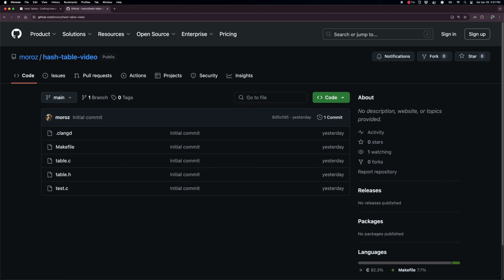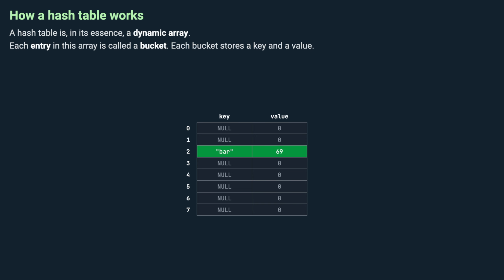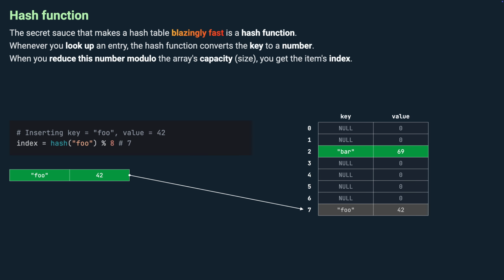Now, before we dive into the code, let me quickly explain the overarching principles behind hash tables. In its essence, a hash table is just a dynamic array, and in this array, some elements contain keys and values. The elements of this array are called buckets. The reason a hash table can provide fast lookup and insertion times is due to the way entries are stored in the table. Each entry is stored at a specific index, and we can very quickly calculate this index from a key using a hash function.